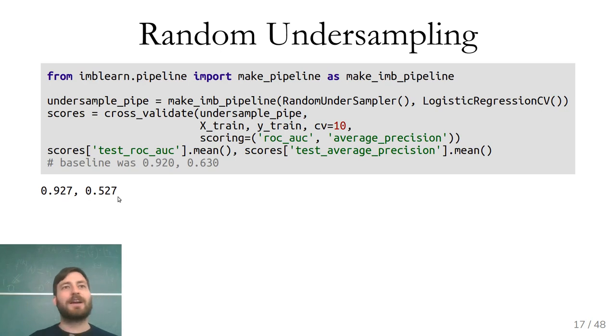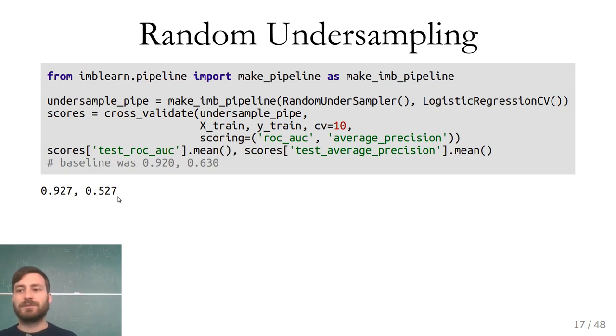This is something that's very, very common in practice: if one class is much, much bigger than the other class, you probably don't need to keep all the majority class data because it's very redundant. And so you can see this here.